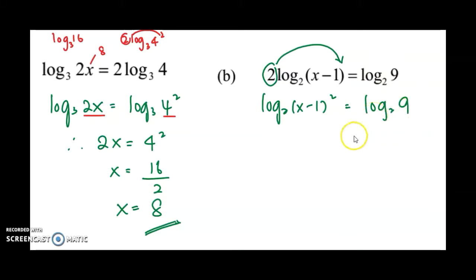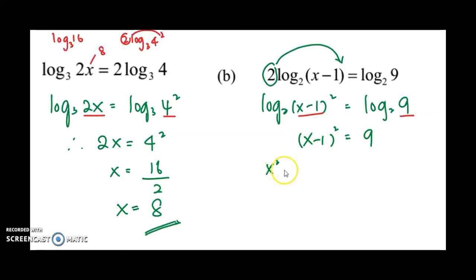Or you might change the log 9 to the base of 2. I think it's fine. And then after that, you can see that both sides have the same log, that is having the base of 2. So it means that the content of the log, that is (x minus 1) squared, has to be equal to 9. So this is a quadratic equation.